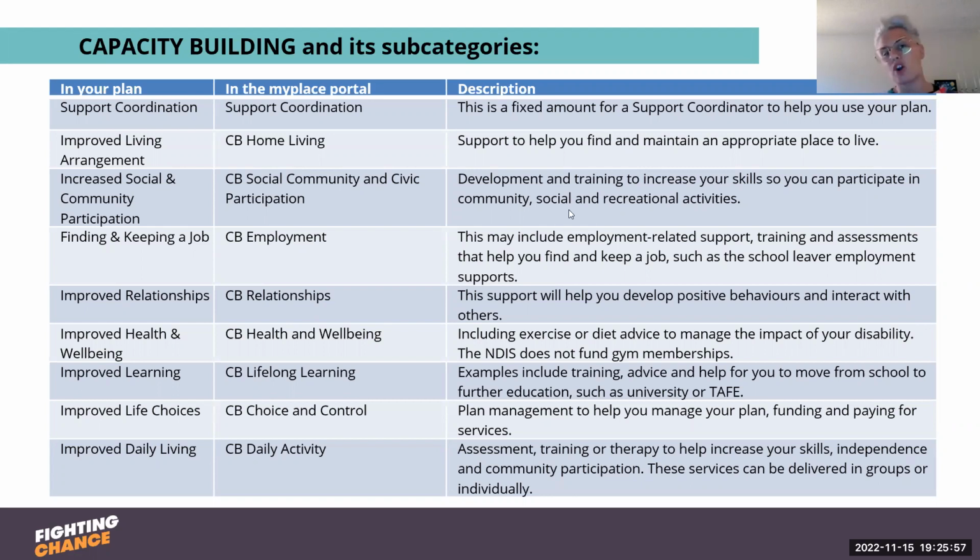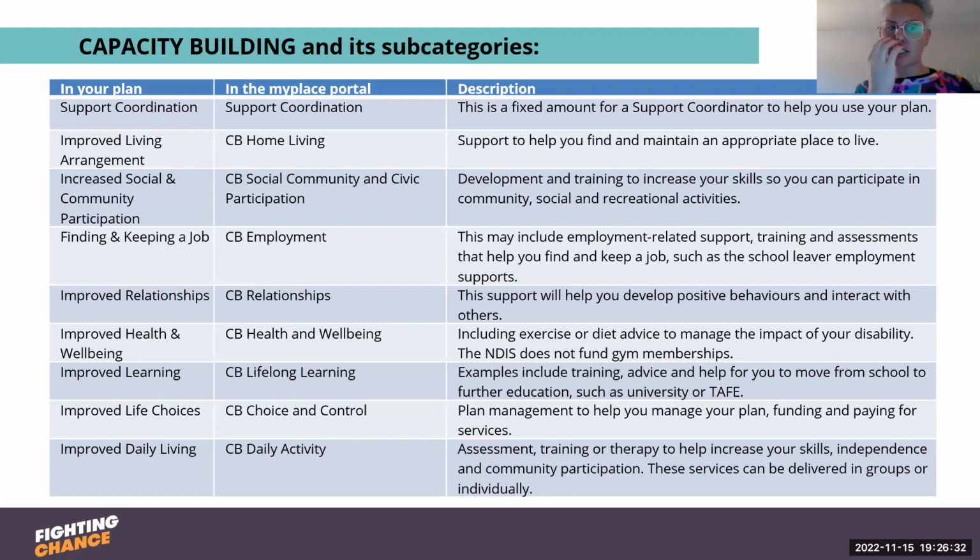So CB home living is what it is in the My Place portal. It's not often funded. But for someone that it is relevant for, it can help you to find and maintain an appropriate place to live. So whether that is an NDIS funded option, like a housing option, or a mainstream funded housing option, it is support to help you to do that.